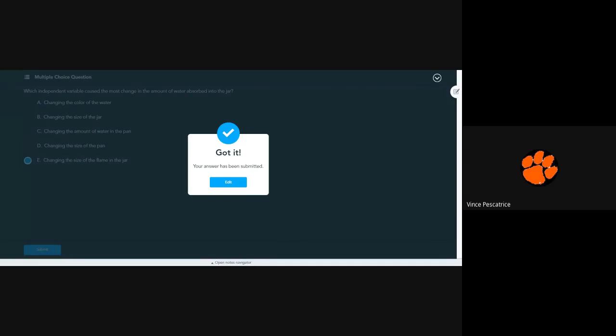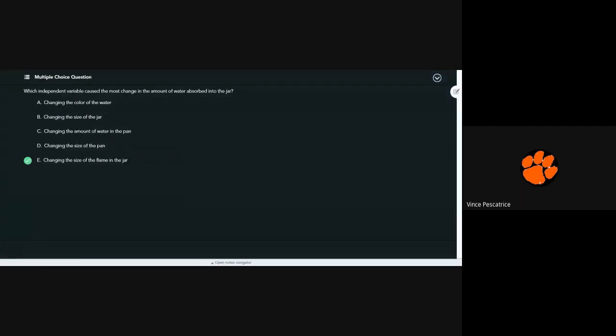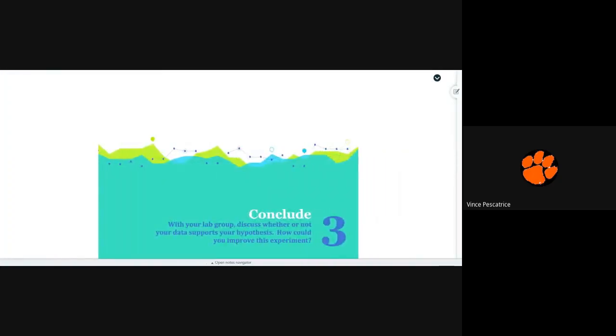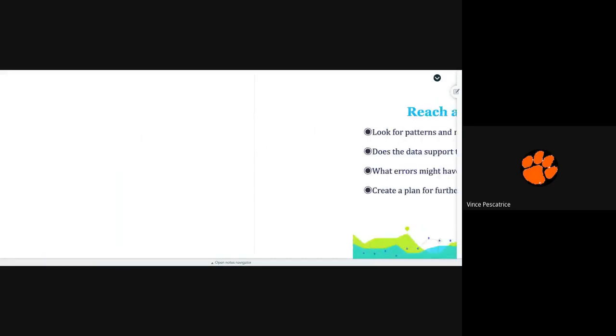All right. Correct answer was the size of flame. Everybody got that right. All right. So now we're going to come to a conclusion. So we're going to talk about what we saw. So we just concluded that the one that had the most effect on the amount of water in the jar was the size of the flame.